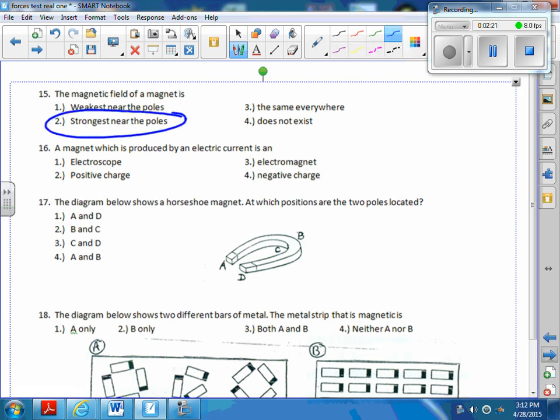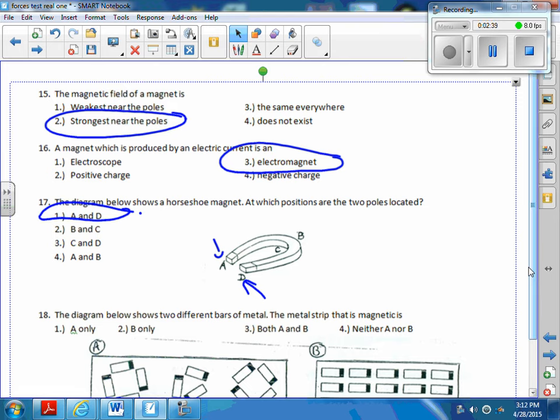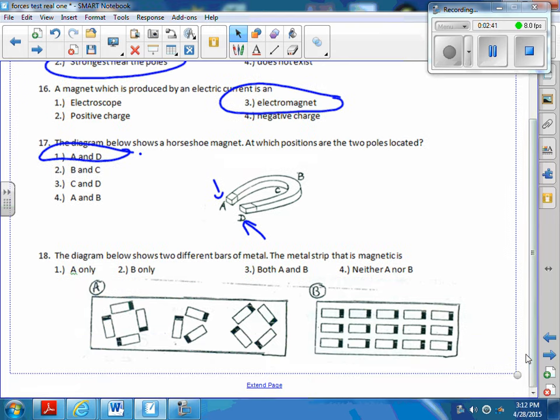A magnet which is produced by an electric current is called an electromagnet. Again, another lab. The diagram below shows a horseshoe magnet. Where are the poles located? Horseshoe magnets have poles located on the ends, A and D. This is also from the notes or from your lab. The diagram below shows 2 different bars of metals. The bar that is magnetic is the one where all the domains are facing the same way, in letter B.